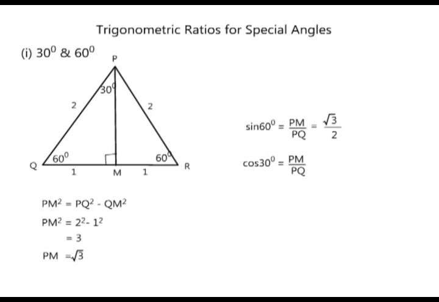Also, cos 30 is equal to PM over PQ, and that is equal to root 3 over 2. Cos 60 is equal to 1 over 2, and sin 30 is equal to 1 over 2. Similarly, tan 30 is equal to 1 over root 3, and tan 60 is equal to root 3.